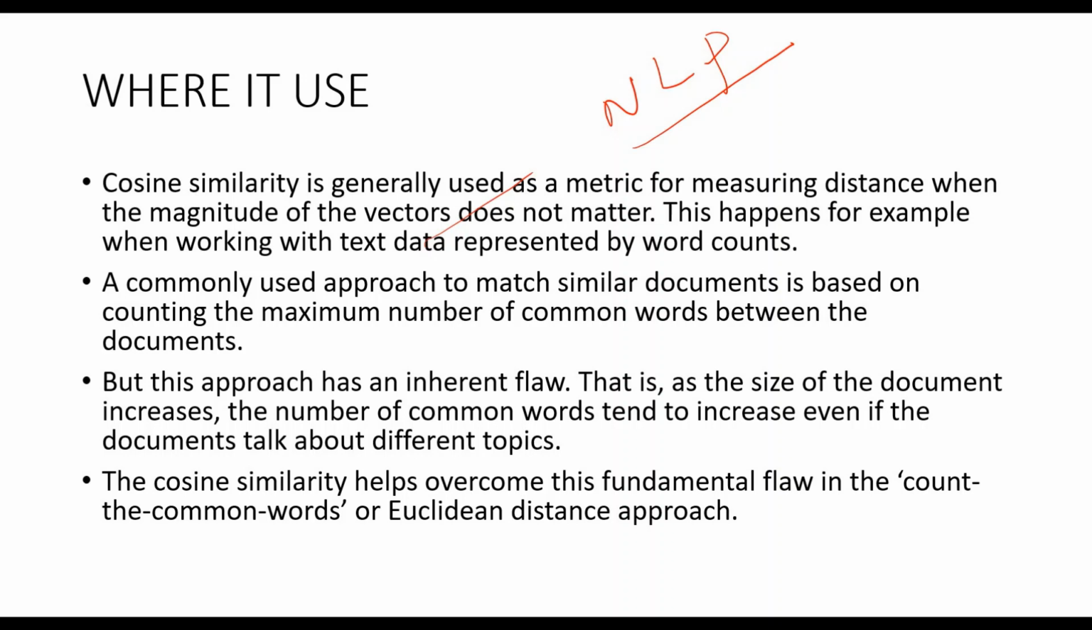A commonly used approach to match similar documents is based on counting the maximum number of common words between the documents. But this approach has an inherent flaw. That is, as the size of the document increases, the number of common words tends to increase even if the documents talk about different topics. The cosine similarity helps overcome this fundamental flaw in the common words or Euclidean distance approach.